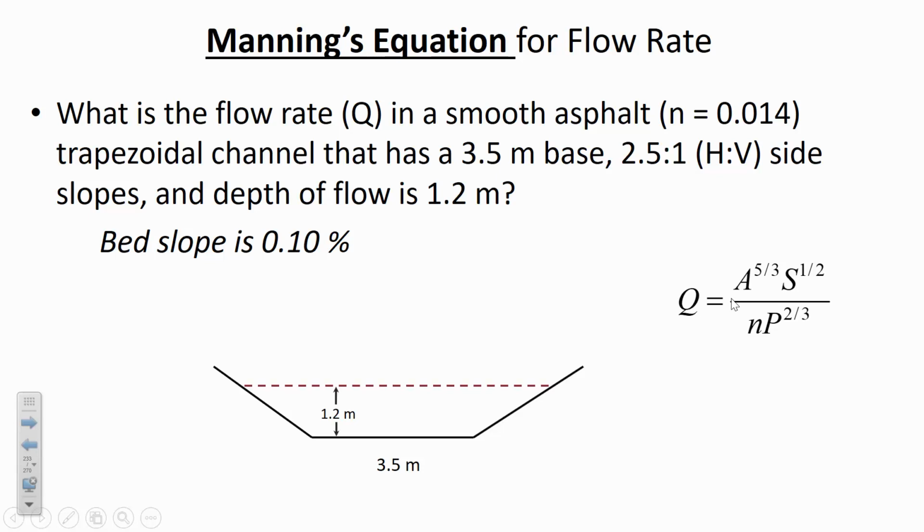Okay, and so then it's 3.5 there, and another 3 meters on the other side of the triangle. So 1.2 times 3.5 gives us part of the area, and then these side triangles can be combined into a rectangle that has an area of 3 by 1.2.